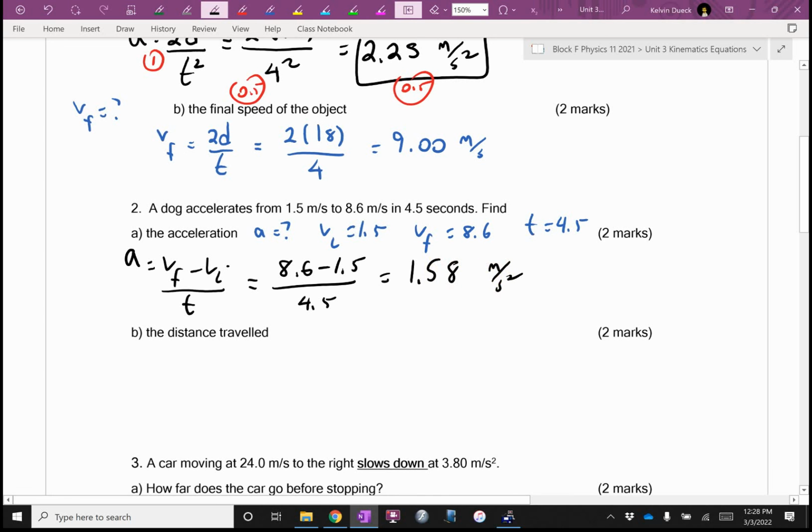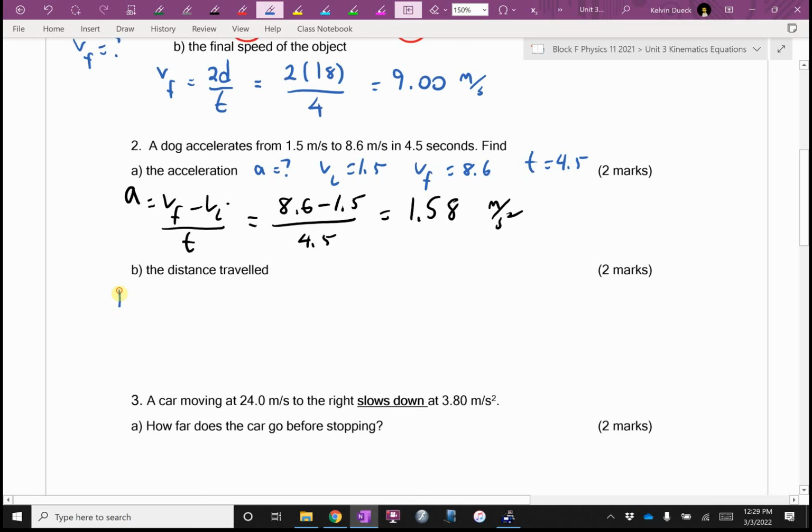By the way, is that a big acceleration? What was 1 g? You all know this now. How big was 1 g? 9.8. This is a little more than 1/10 of a g. You could feel this, but it wouldn't interrupt your conversation. You wouldn't have to really brace yourself. I think you'd be okay.